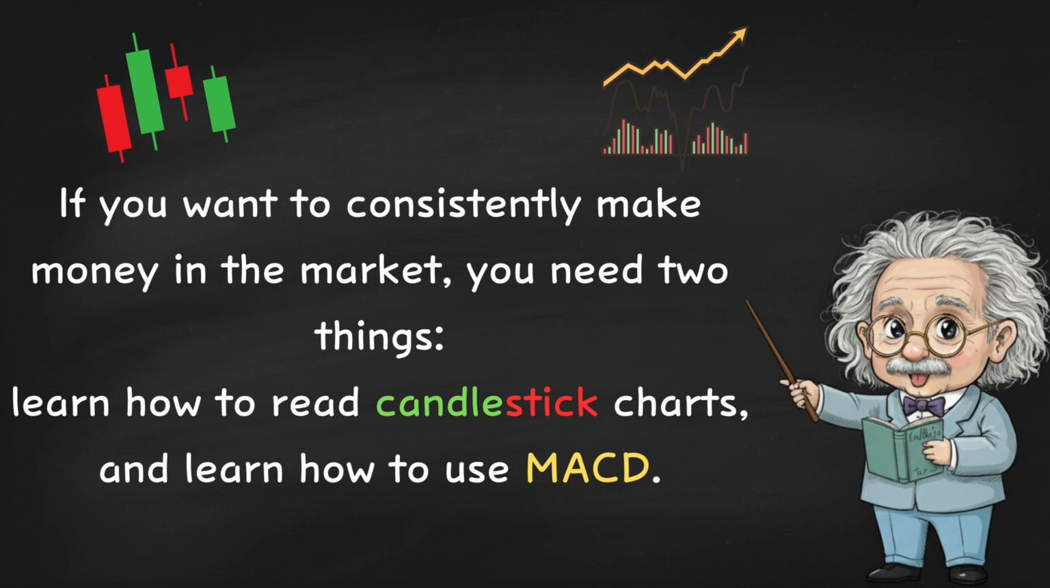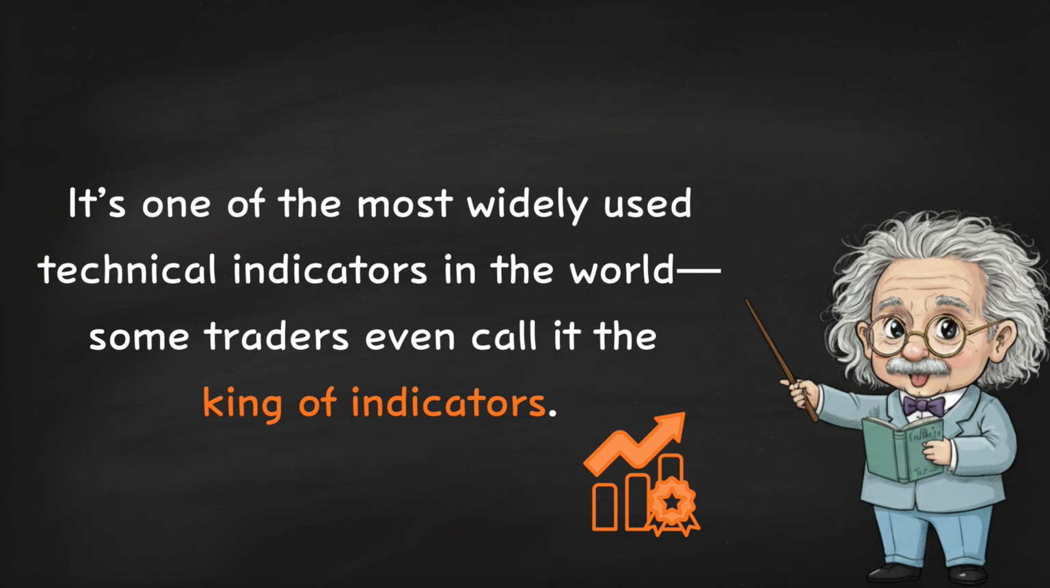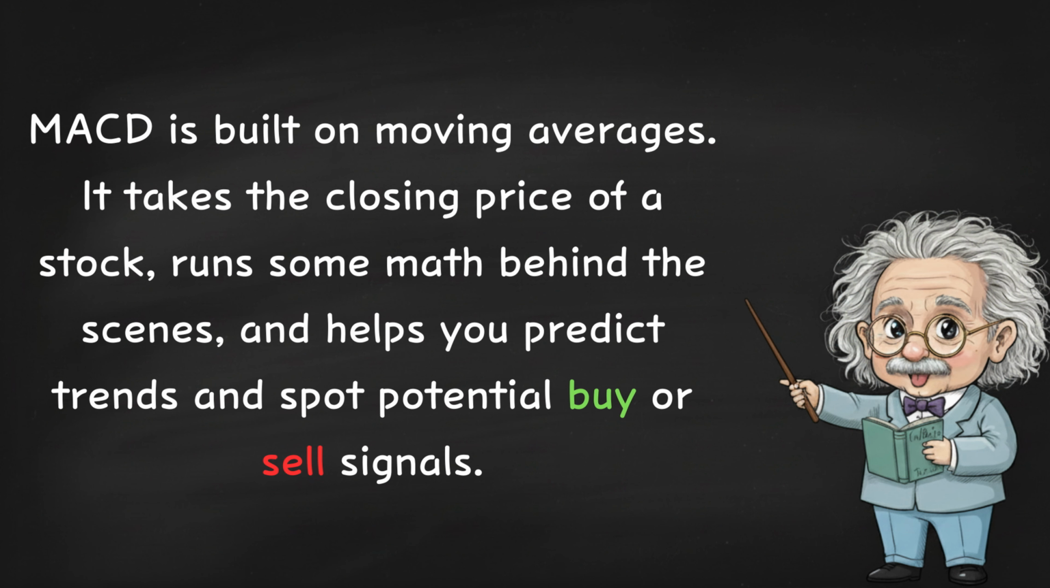If you want to consistently make money in the market, you need two things. Learn how to read candlestick charts and learn how to use MACD. MACD stands for Moving Average Convergence Divergence. It's one of the most widely used technical indicators in the world. Some traders even call it the king of indicators. So what is it? MACD is built on moving averages. It takes the closing price of a stock, runs some math behind the scenes, and helps you predict trends and spot potential buy or sell signals.